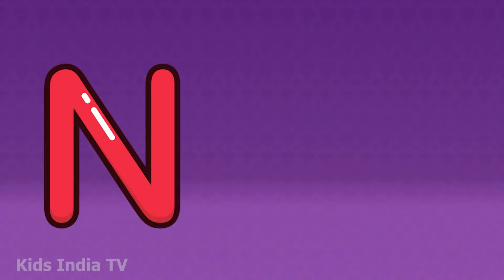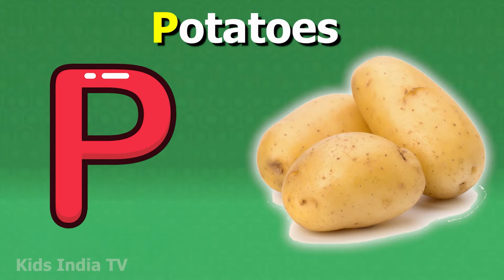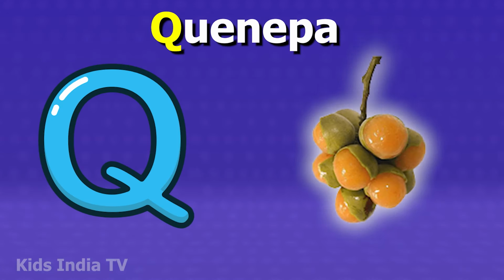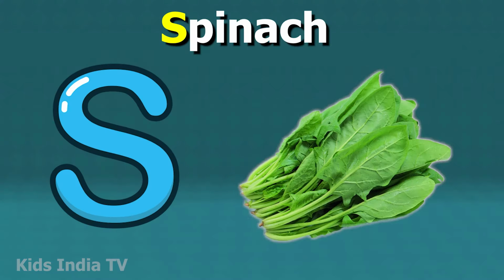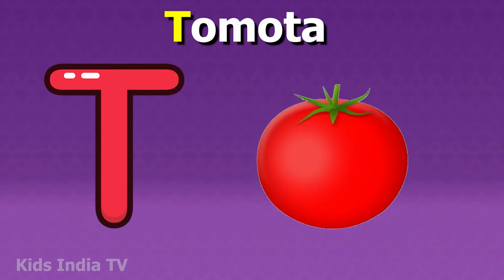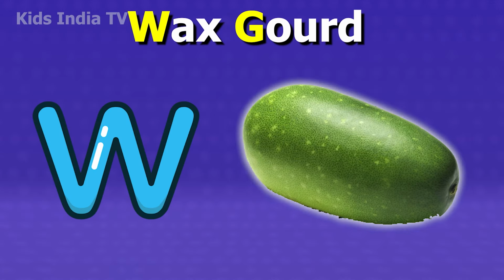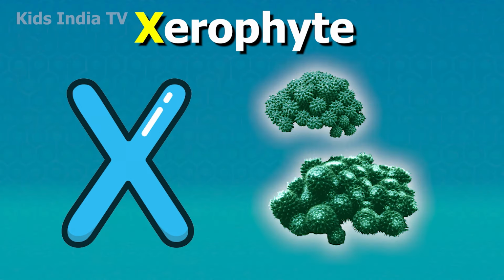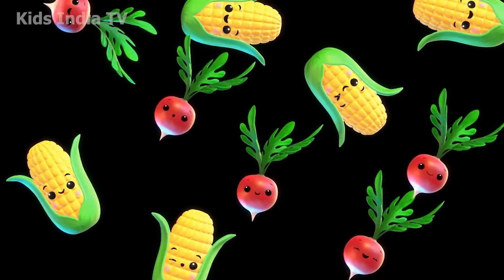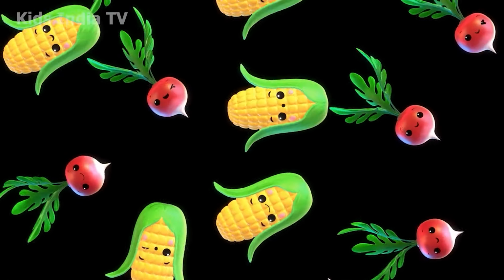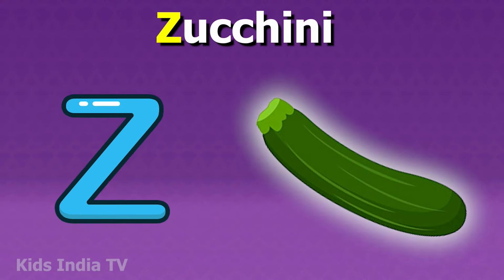M for mushroom, N for turnip, O for onion, P for potato, Q for quinoa, R for radish, S for spinach, T for tomato, U for ubi, V for vanilla, W for wax gourd, X for xigua, Y for yam, Z for zucchini.